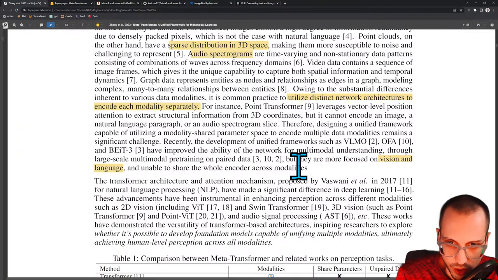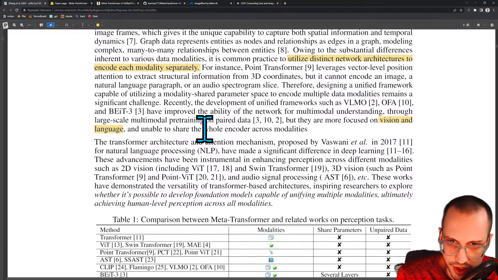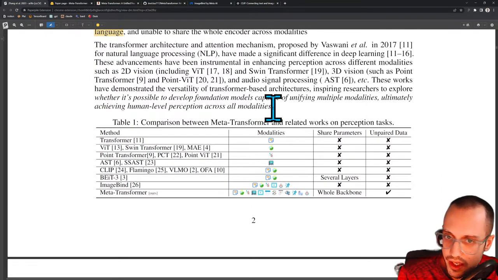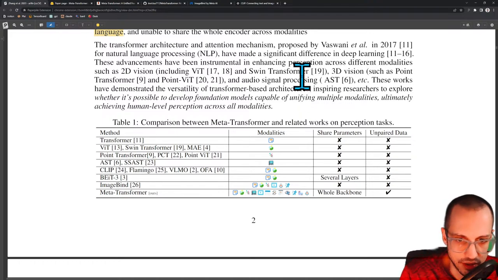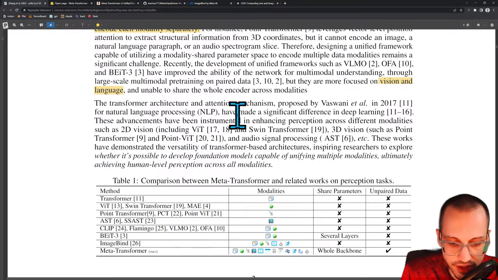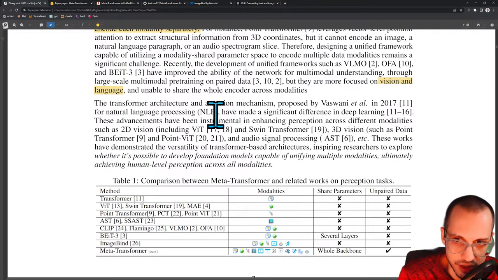Unable to share a whole encoder across modalities. No period here, it's already typos. The transformer architecture and attention mechanism for language processing have made... Shouldn't the model know which modality the input is from? Yeah, they probably do that. I bet you that they pass an extra token of information which tells the model which modality it is from. That seems like an easy thing that they could concatenate to the input, to the sequence, and then it would probably help.